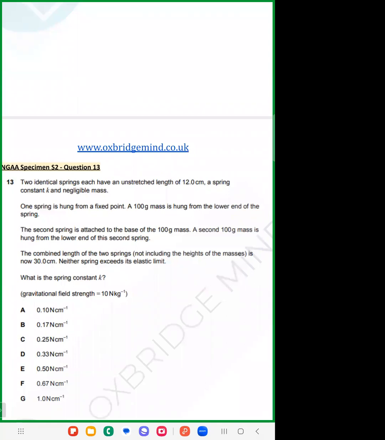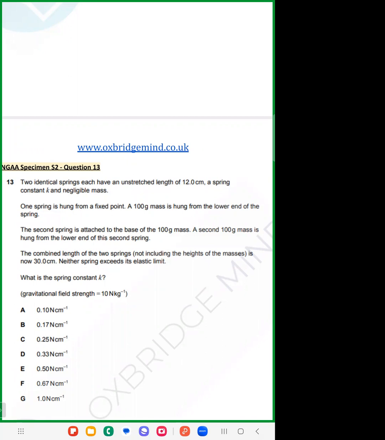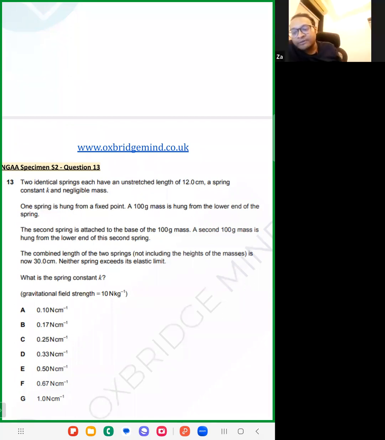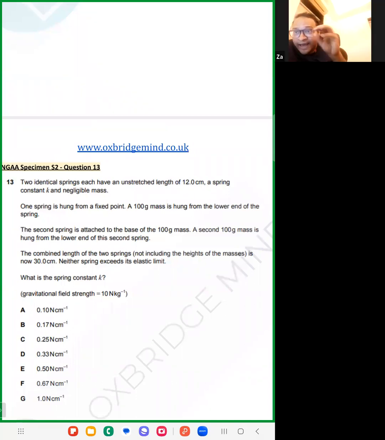Got it. Now you can work it out separately. The stretch in the upper one is x1, the stretch in the lower one is x2. Their addition is 30. And in terms of force, kx1 corresponds to 200 grams, and kx2 corresponds to 100 grams, right? So you know their ratio, you know their addition, you can get the separate values. Once you know the separate value of x1, then kx1 can be balanced to 200 grams, and you can get the k.